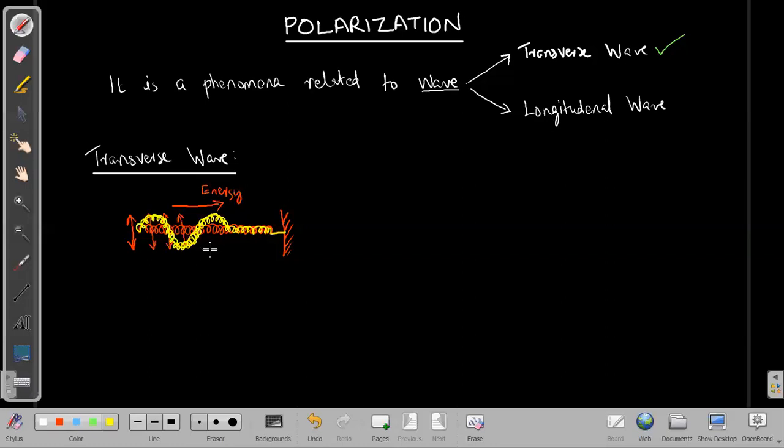I am mainly concerned about the phenomena of polarization, so I am not going very deep into the concept of wave. Those of you who are interested can refer to your higher secondary textbook to get the basic idea about the wave. So this is an example of a transverse wave. Here the spring particles are just going up and down, but the energy is going in the forward direction. Now there is another type of wave called longitudinal wave.